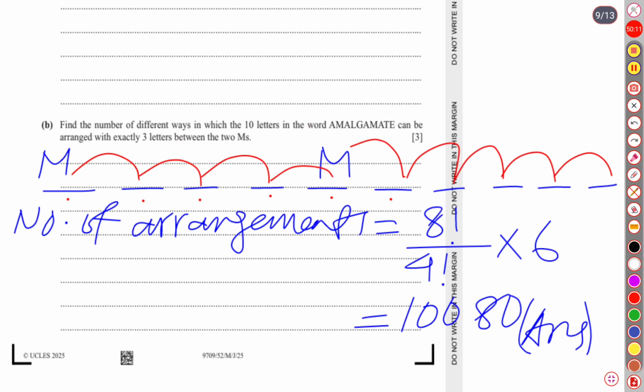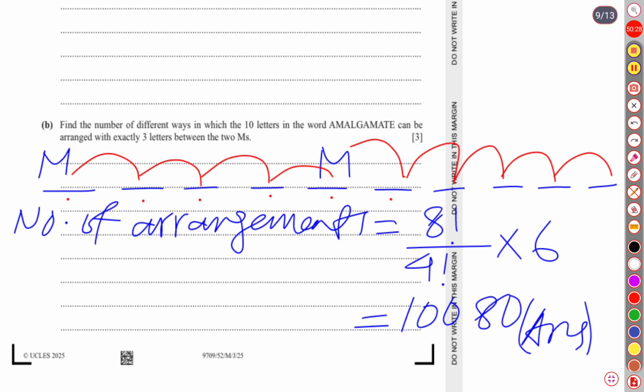I think you have understood this simplest concept, that first there are 8 letters left, all of them will have to be arranged in 8 factorial ways. After that, the 8 letters contain 4 identical a's, that's why it has been divided by 4 factorial. Then this m also can change its position in 6 different ways, that's why it has been multiplied by 6.